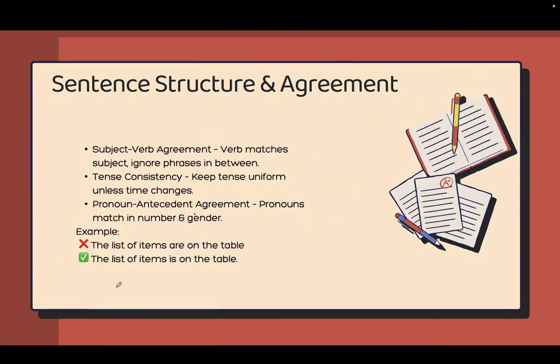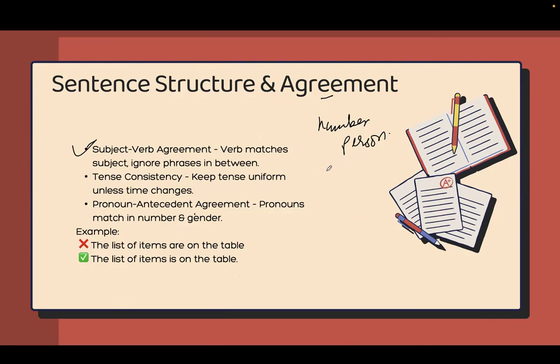So the first here is sentence structure and agreement. When I talk about sentence structure and agreement, I mean subject and verb agreement that we have to keep in mind. The verb must agree with the subject in number and person. Be careful with phrases that come between the subject and the verb. They can confuse you.